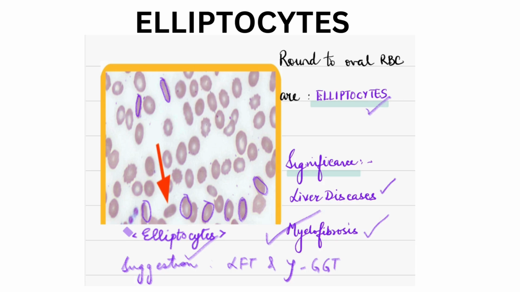And if the clinician is suspecting anything like myelofibrosis, then definitely bone marrow studies will be suggested. So in both cases, you can suggest these, and then you can write as a correlation: LFT and gamma GGT to rule out liver etiology, and bone marrow studies to rule out myelofibrosis. So this is how it is, if elliptocytes are seen.